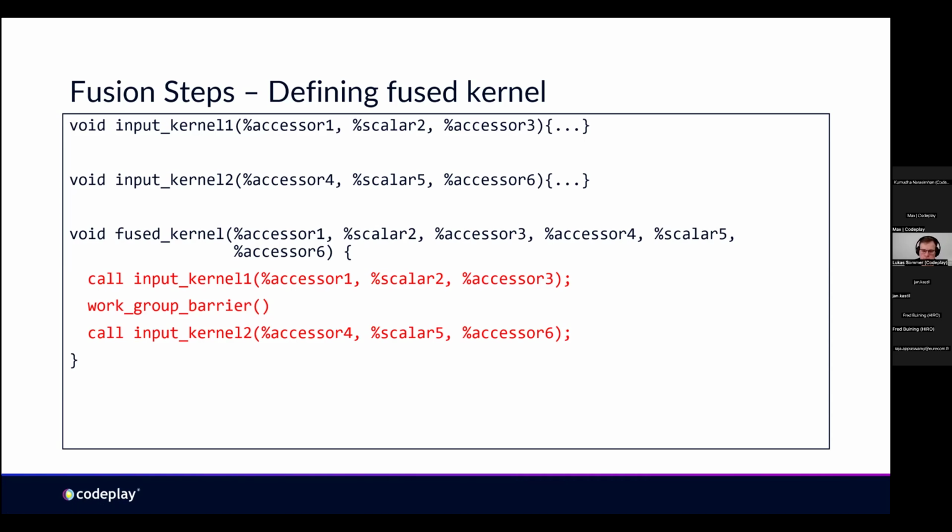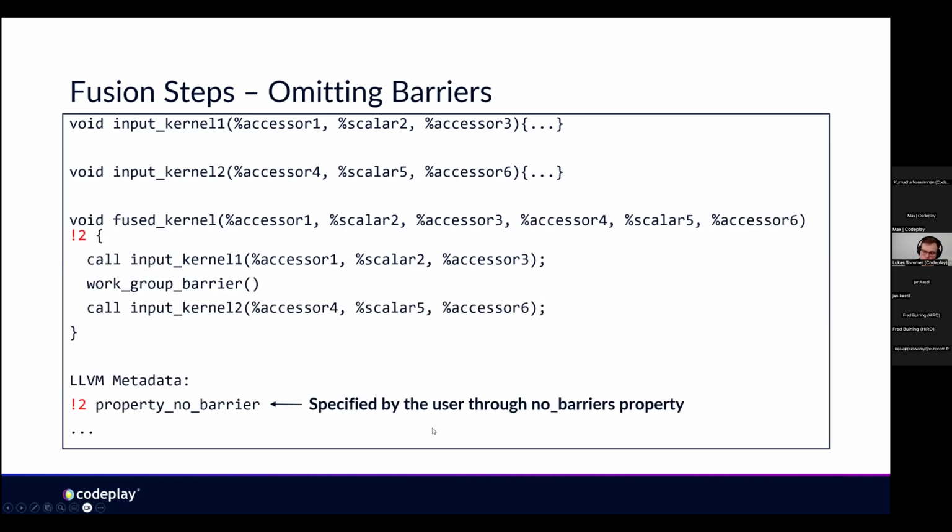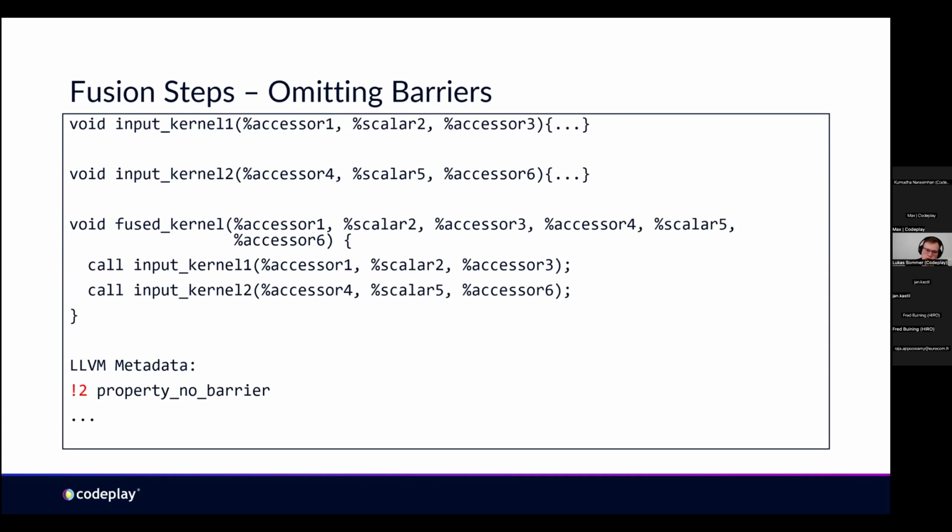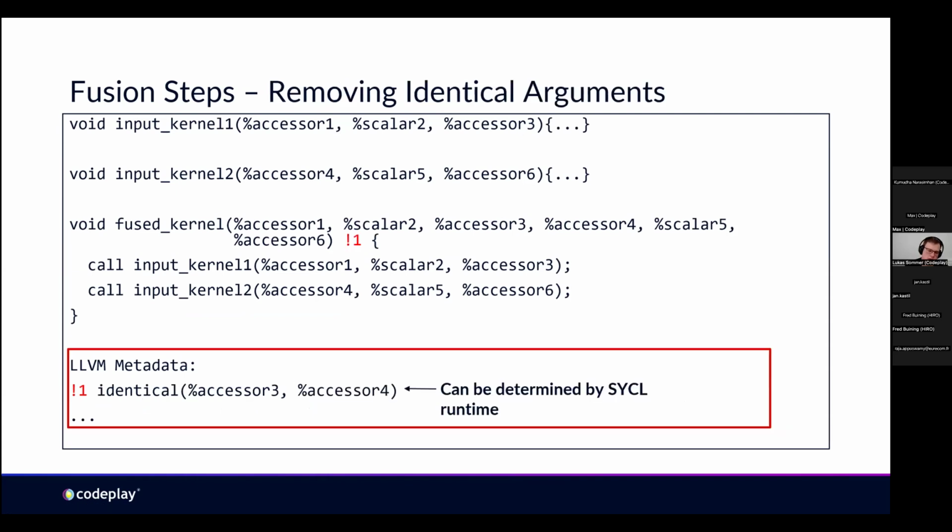Okay. So far so good, but in many cases, you might not need this barrier. So what the user can do, you can specify when you call complete fusion, you can pass in a property called no barriers, which basically tells the JIT compiler, okay, I know this is safe. You don't need to insert any barriers. This property is something that we attach as LLVM IR metadata, so the JIT compiler can actually read that. And what it will do, it will just eliminate that barrier, and we have two calls back to our input kernels.